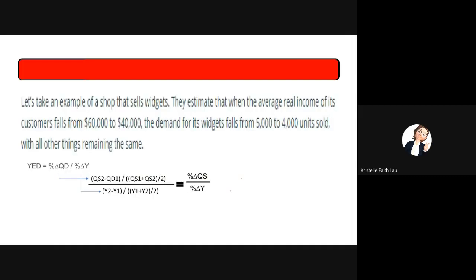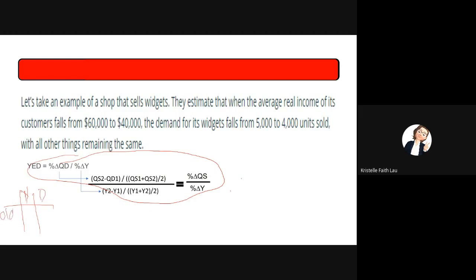Alright, so we will be using the YED. This is the solution that we will be using for this problem. As I have said, it's better to make a table para hindi kayo malito. So this is for the income and this is for the demand.